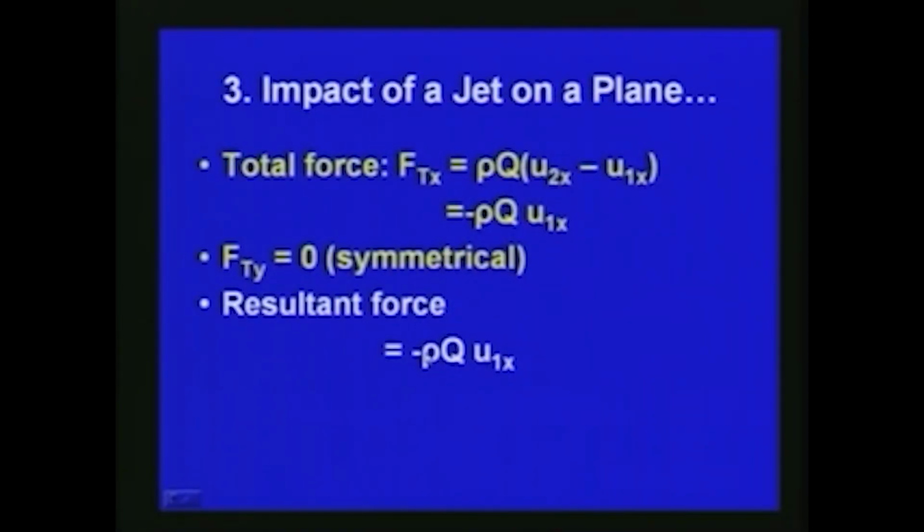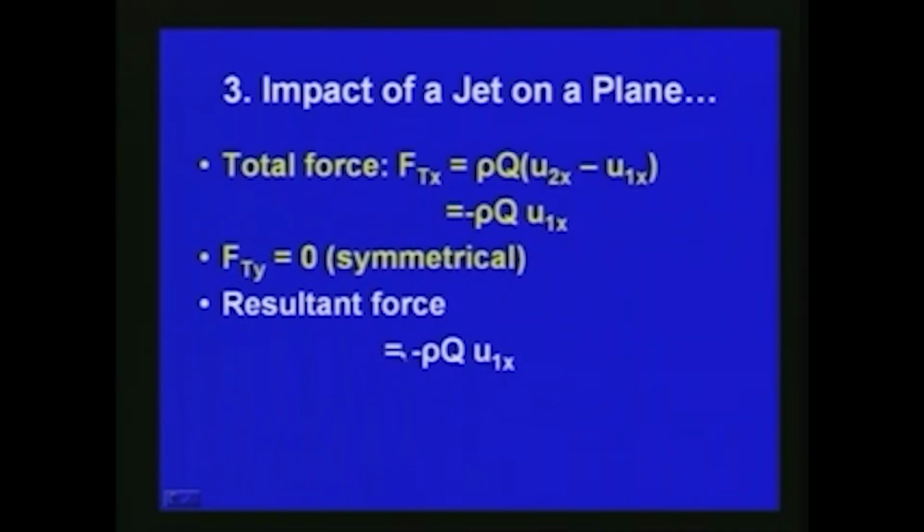Finally, this is a simple case where the jet is hitting at 90 degrees on a flat plate. We do not consider the friction on the plate; we assume that the plate is smooth. As far as the x direction is concerned, the resultant force is given as minus rho q u1x, where rho is the density of the fluid, q is the discharge of the jet coming and hitting the plate, and u1x is the velocity of approach in the x direction. So this resultant force is equal to minus rho q u1x.